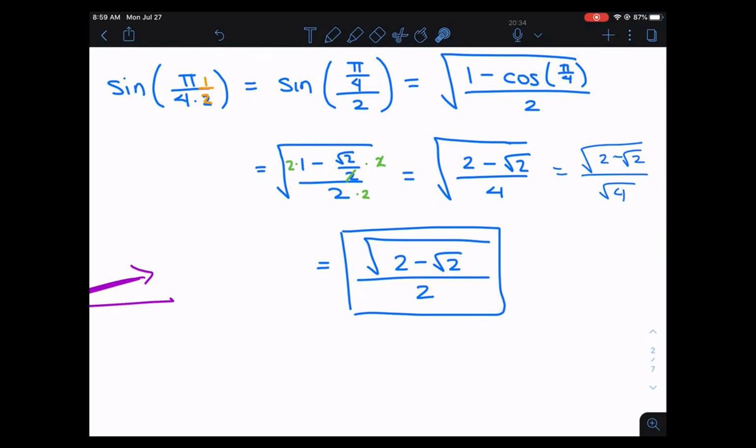So if you take the square root of both numerator and denominator, the square root of 4, you can simplify that down to 2. And then this stays as the square root of 2 minus the square root of 2. And then that's how you guys can simplify this part.